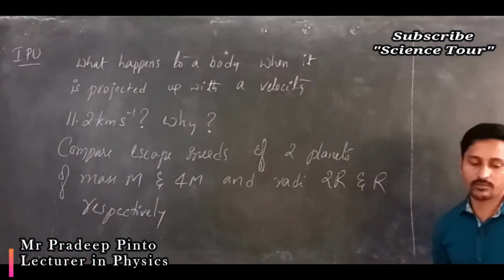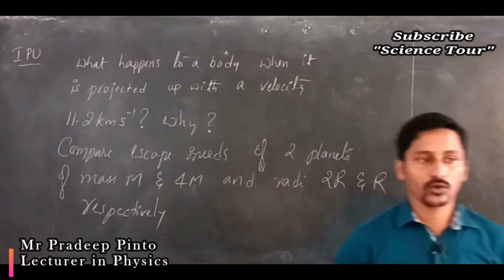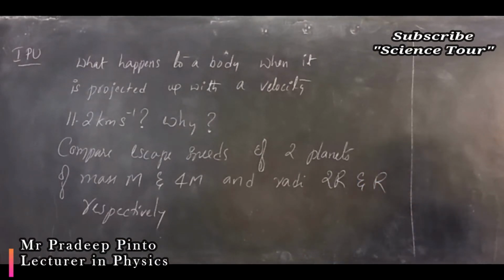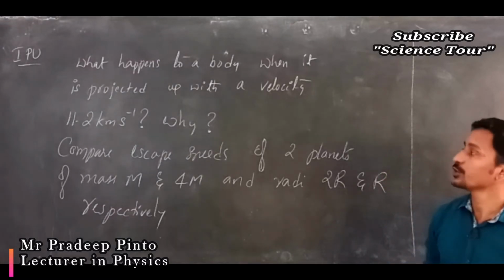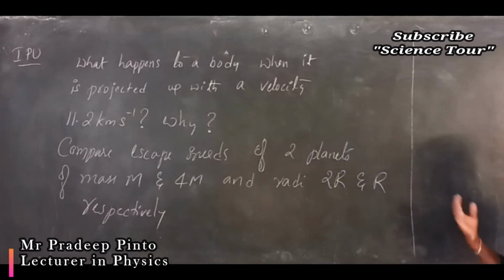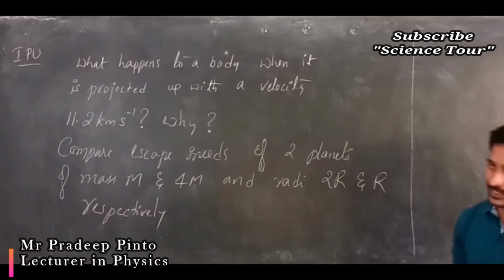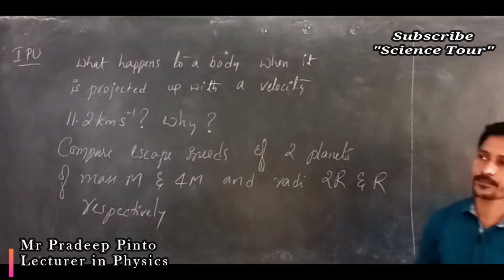We were talking about numerical sums. So one more we have, that is: what happens to a body when it is projected up with the velocity of 11.2 km per second, and why? If you are going to project at that velocity, you have to write down that explanation. This kind of problem will come for the board exam.